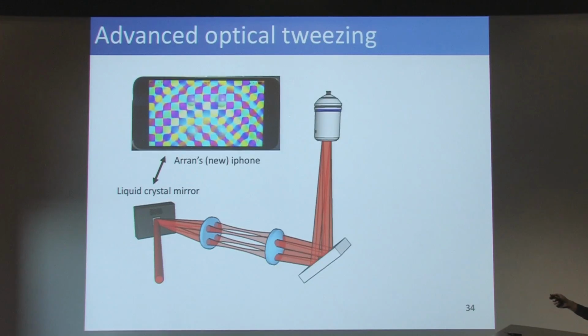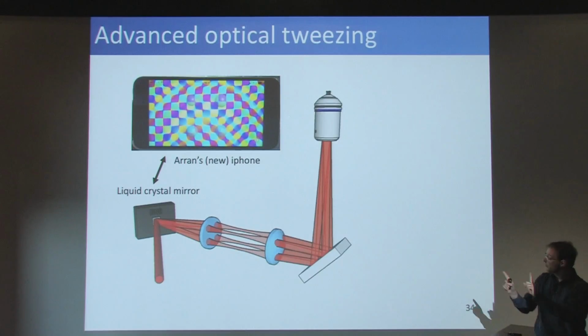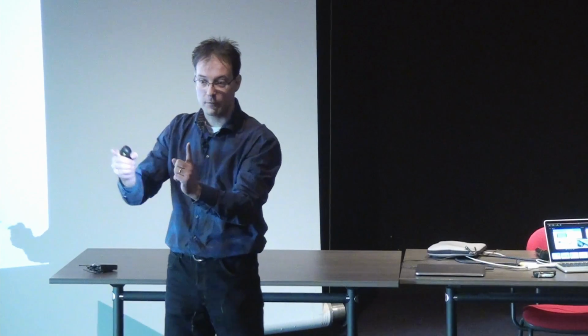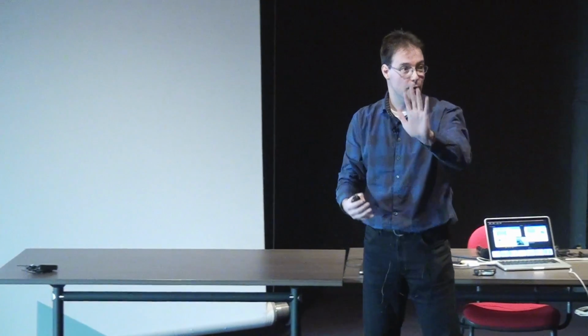If we display this, what's called a hologram, onto his phone, or onto this liquid crystal mirror, then if you shine a laser beam on here, what comes out is exactly 4 laser beams. And if we change this hologram dynamically, all the time, that means we can move these 4 laser beams around. We just update the hologram all the time. It's like playing a movie on your phone, shining a laser beam on it, and getting all sorts of difficult, complex patterns out of it.